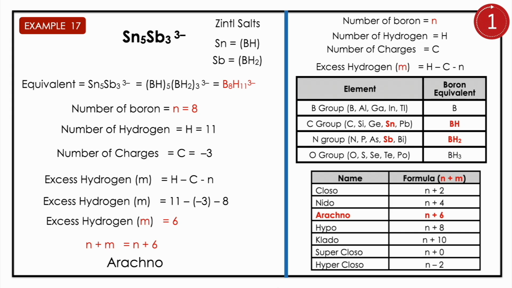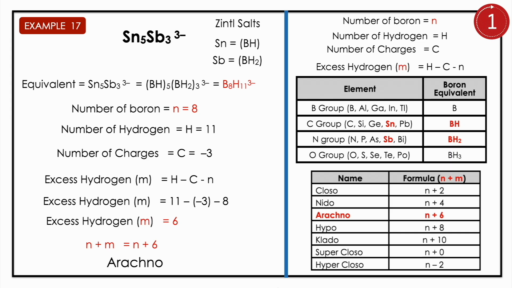If you write the boron equivalent in the system, the formula becomes (BH)5(BH2)3 3 minus. If you rewrite it, you have B8H11 3 minus. So the compound becomes a simple borane. You can apply Wade's rule here. First step will be counting the boron. Number of borons is 8, so N equals 8. Number of hydrogens is 11, so H is 11. Charge is minus 3, so C is minus 3.